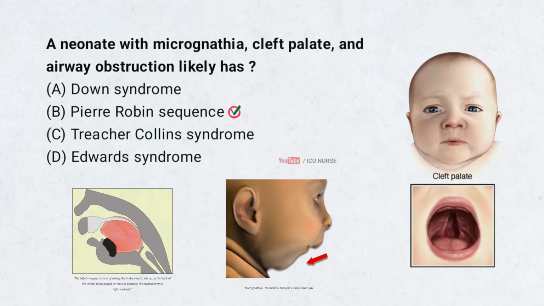Pierre-Robin sequence is also known as Pierre-Robin syndrome, PRS. It is a rare congenital birth defect characterized by an underdeveloped lower jaw, that is micrognathia, a backward displaced tongue, that is glossoptosis, and often a cleft palate. These features can cause breathing and feeding difficulties in newborns.